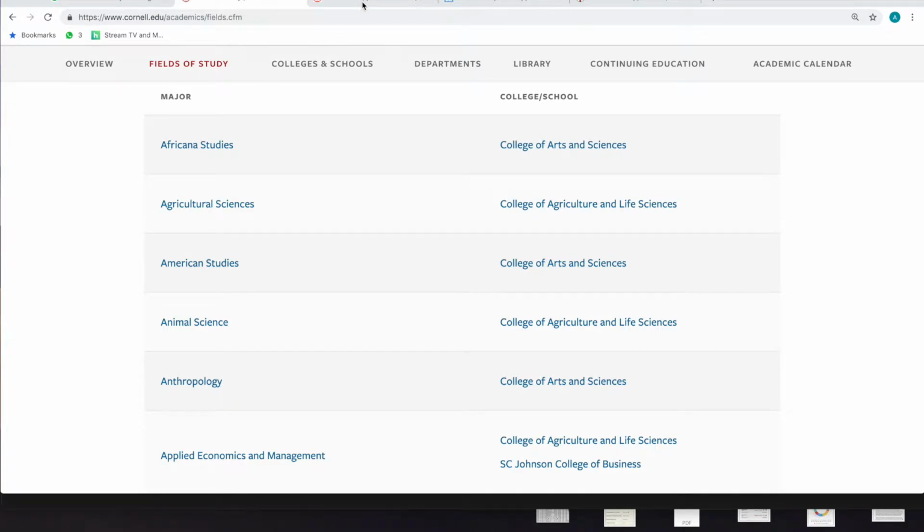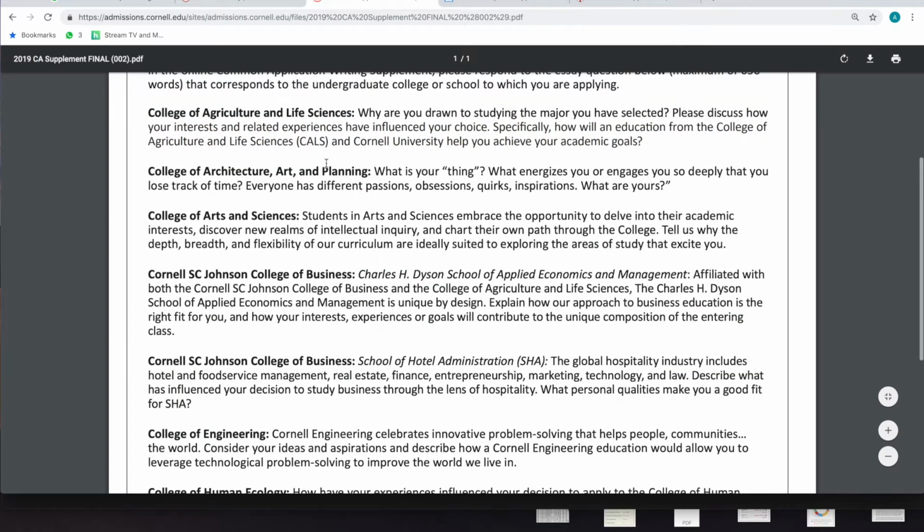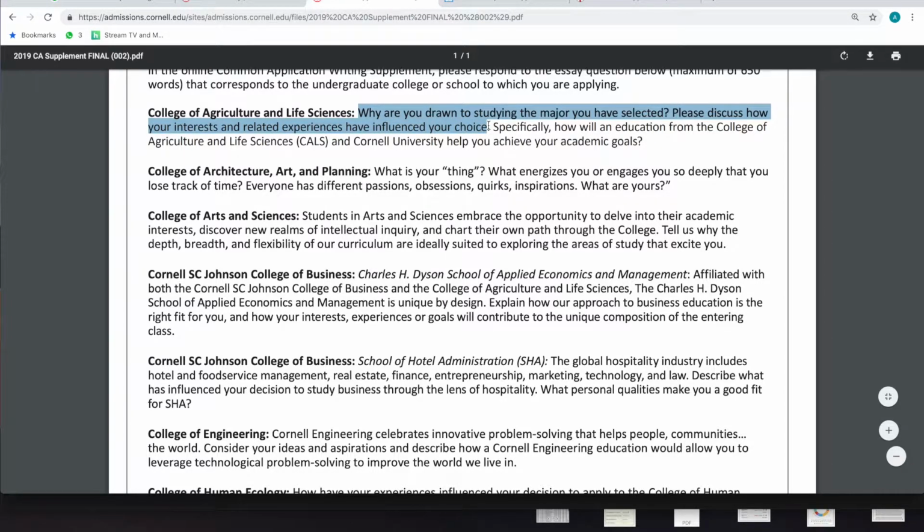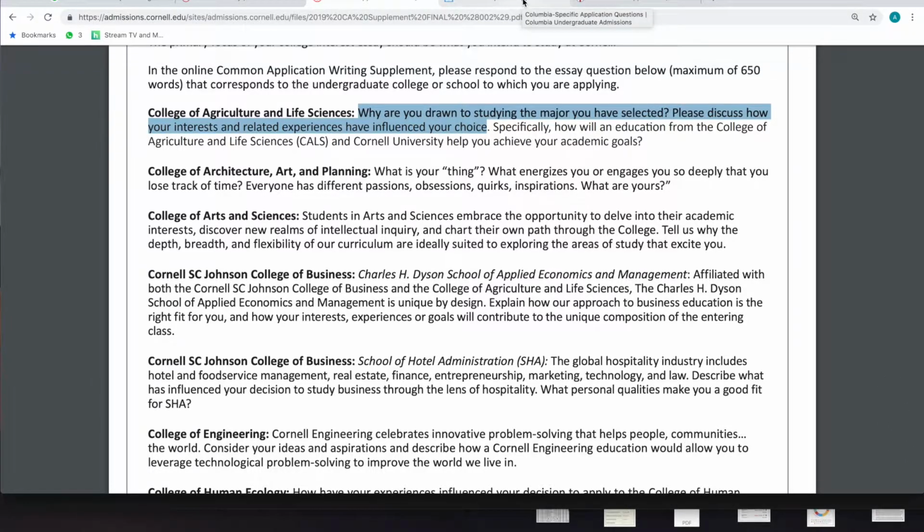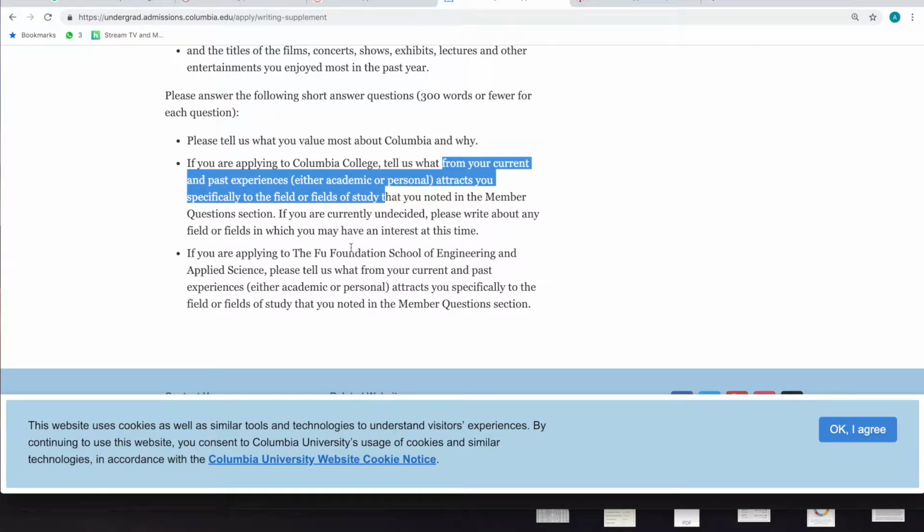And a part of the reason why we are doing this is because a lot of the essay questions are related to that. An example of this is Cornell. Why are you drawn to studying the major you have selected? Please discuss how your interests and related experiences have influenced your choice. So the more that you can logically explain that, the better your essay will be and the better your application will be.